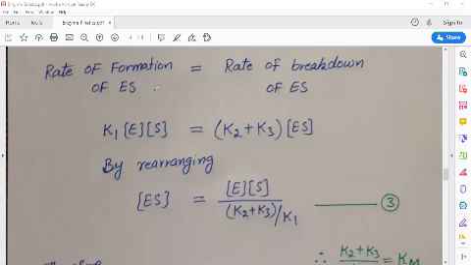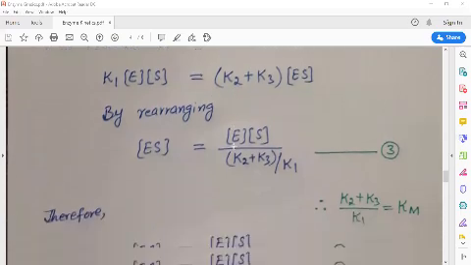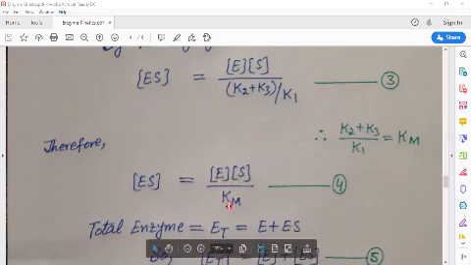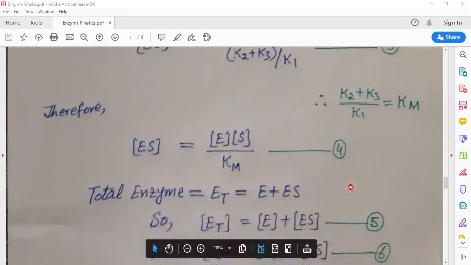Now, this is equation 3. K2 plus K3 divided by K1 is equal to Km. Km is the Michaelis-Menten constant. By putting the value of Km into equation 3, we get the enzyme substrate concentration equal to E times S divided by Km. This is equation 4.